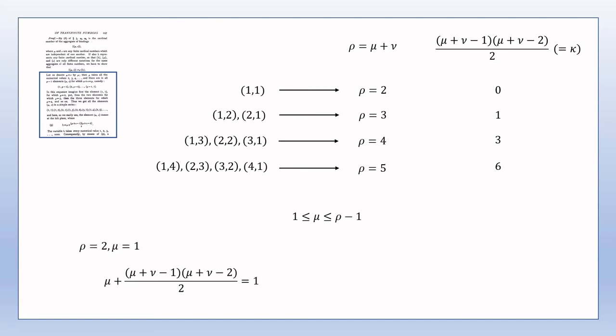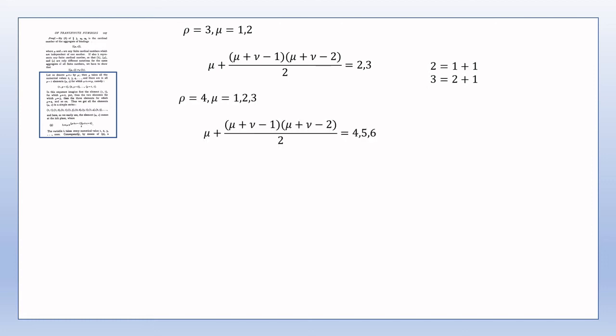So for rho equals 2, the function of point 9 returns the value 1, that is, 1 plus 0, where 1 is the only possible value of mu on this grouping, and 0 is the value of kappa when rho equals 2. For rho equals 3, the function returns the values 2 and 3, that is, 1 plus 1 and 2 plus 1, where 1 and 2 are the possible values of mu on this grouping, and the value of kappa is 1 when rho equals 3.